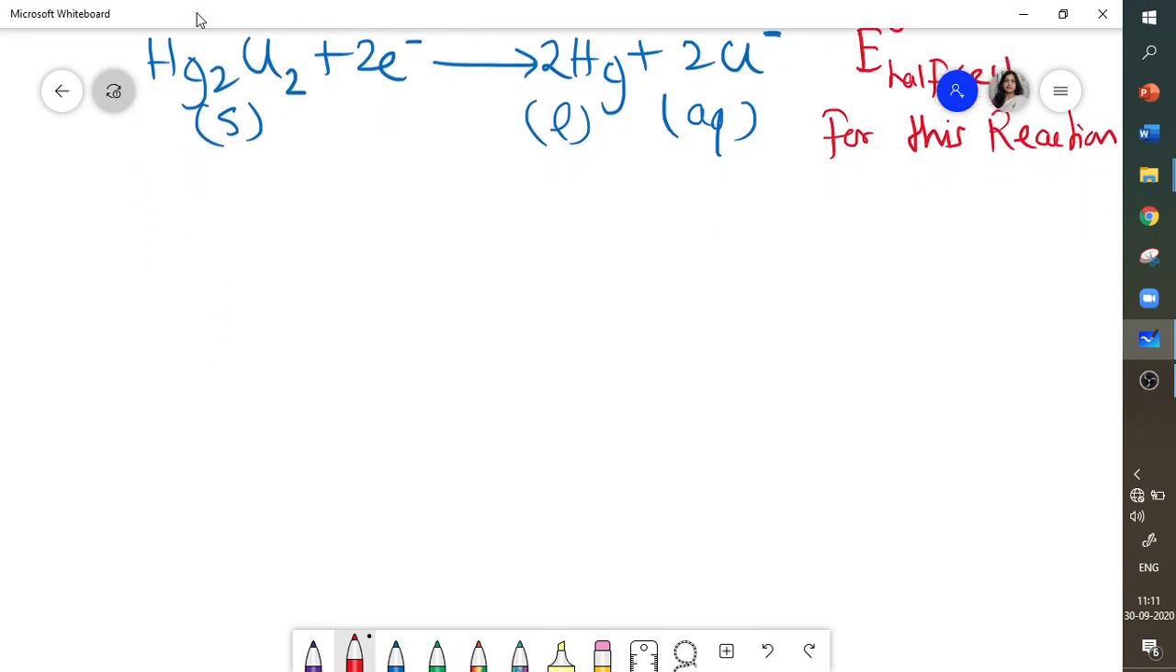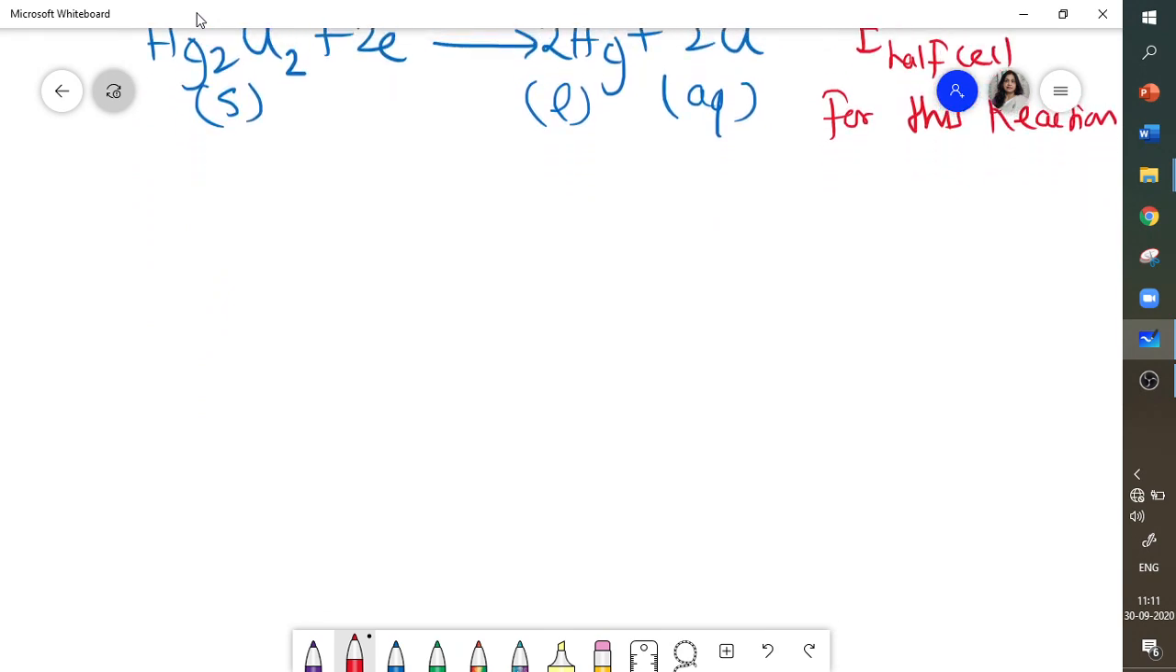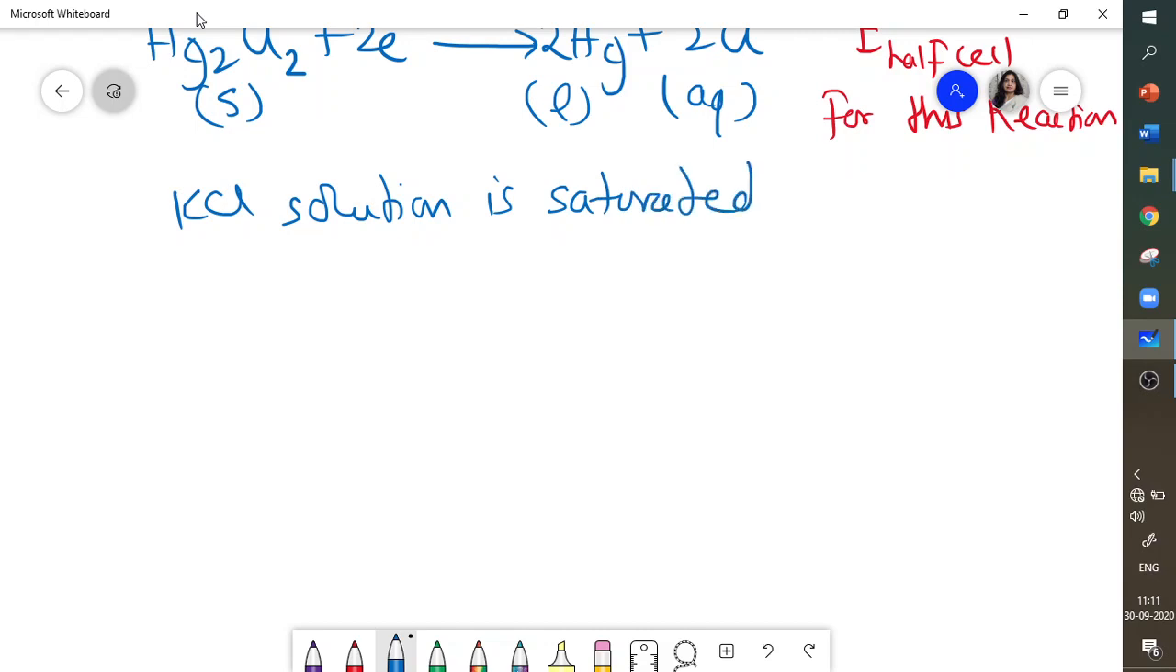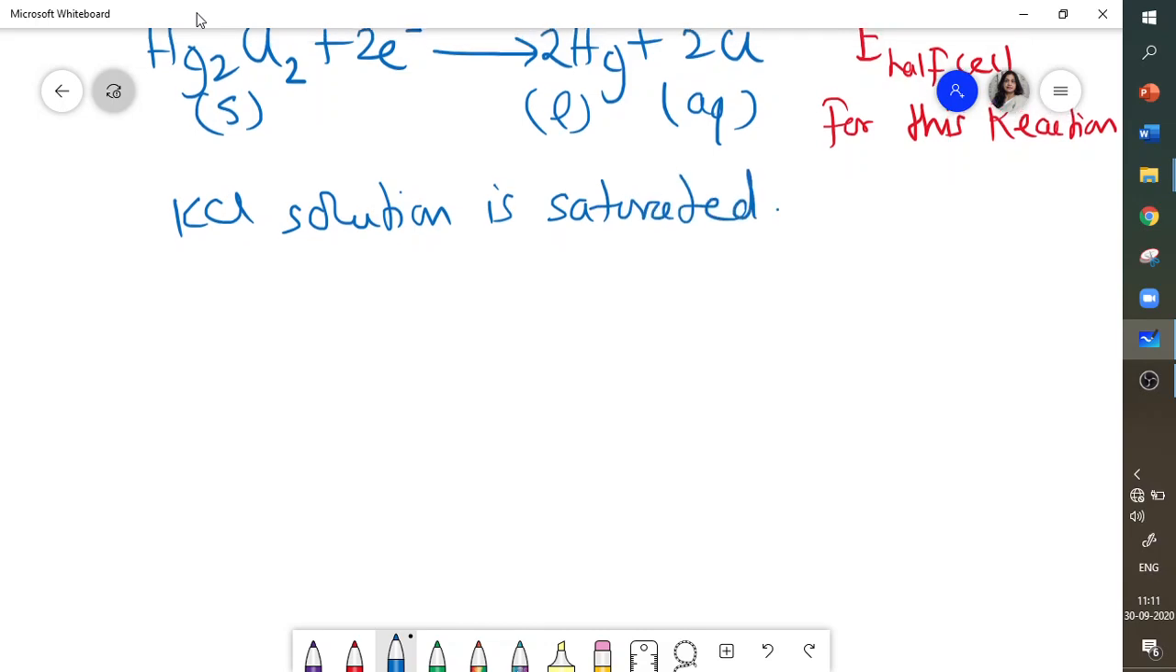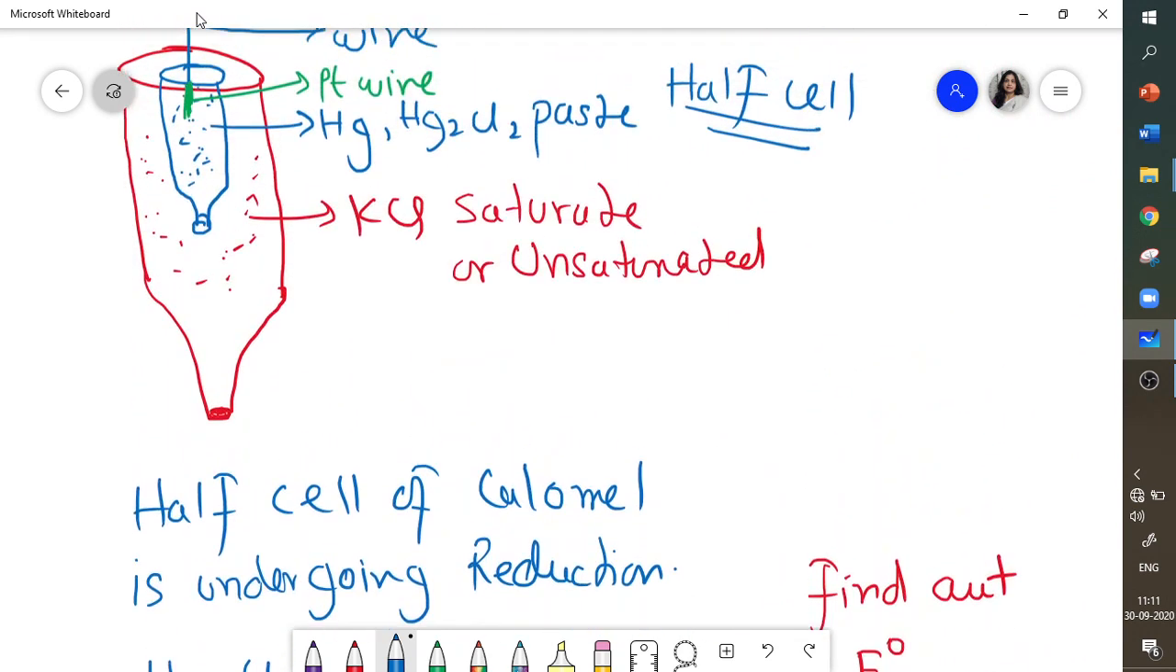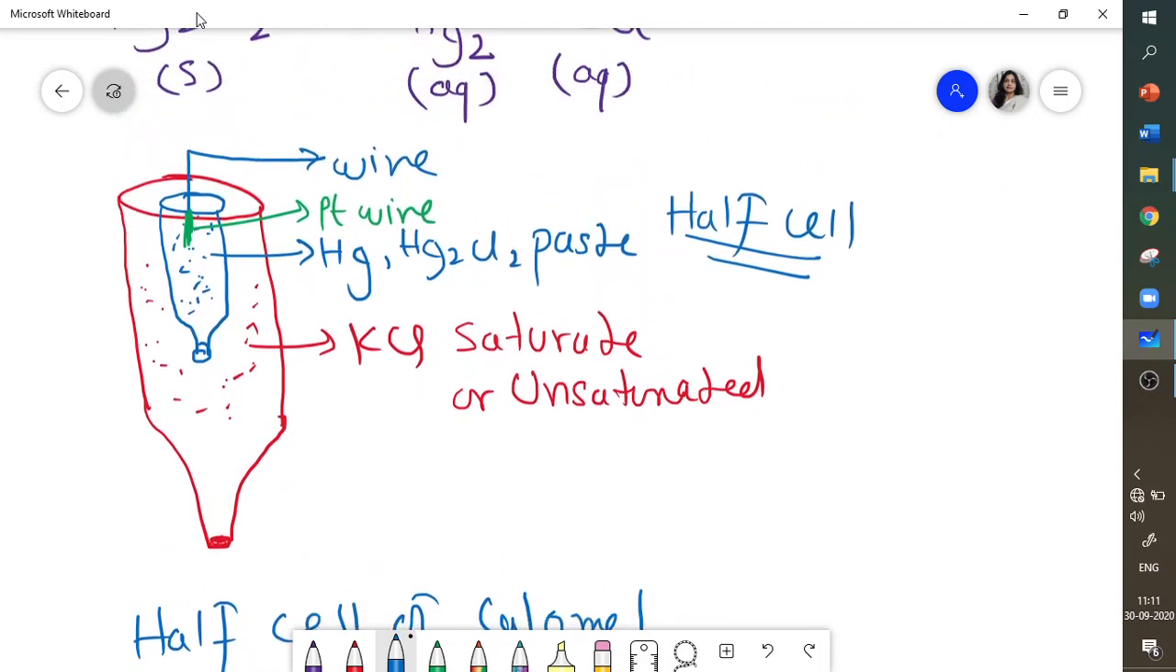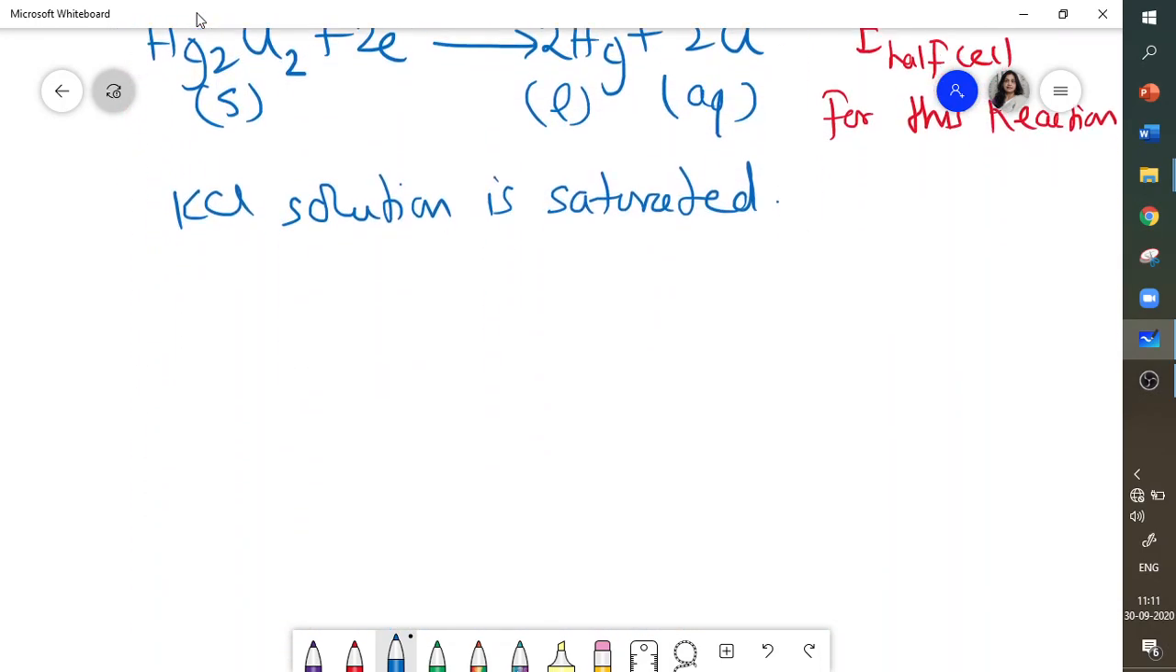Now here there are two conditions to find this out. Suppose we are taking the first condition, that the KCl solution is saturated. Okay, it may be unsaturated, I told you. Here I told you it can be saturated or unsaturated depending upon what type of cell we use, but most of the time we use a saturated cell. Now when KCl is saturated, immediately the equilibrium is attained.